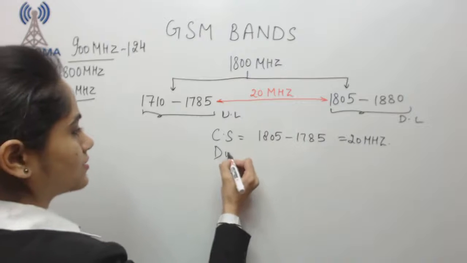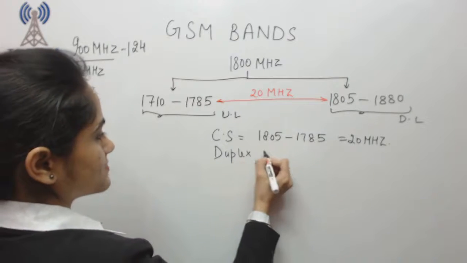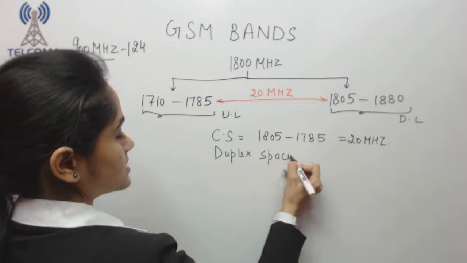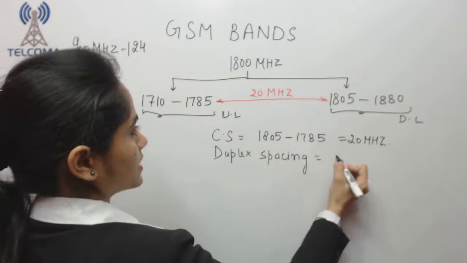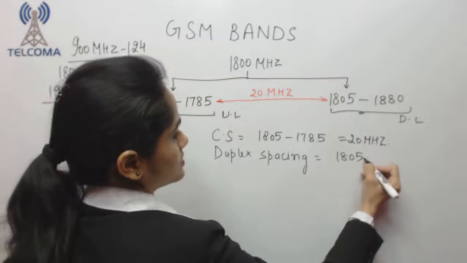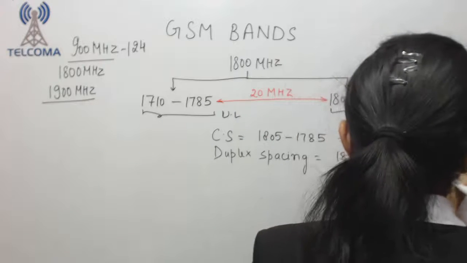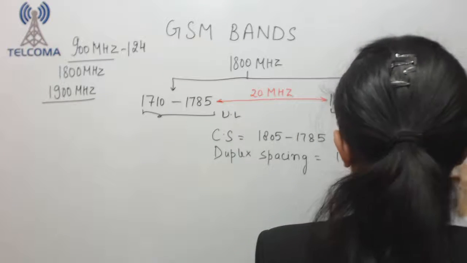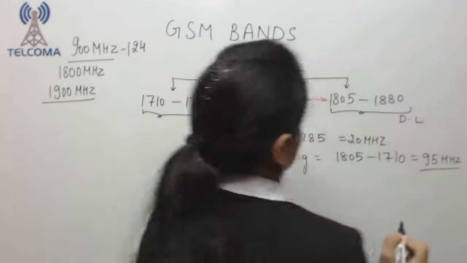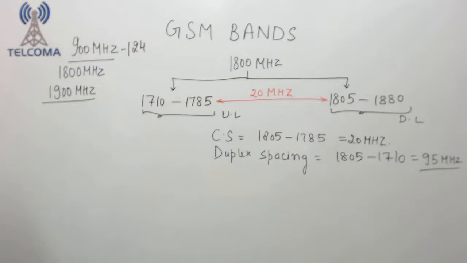Similarly, we can calculate duplex spacing. Duplex spacing is basically the difference between the first downlink and the first uplink, 1805 minus 1710, which is 95 megahertz. This is our duplex spacing. Channel spacing and duplex spacing.